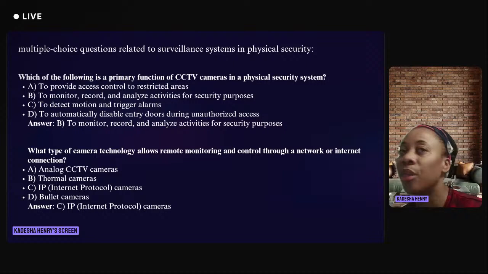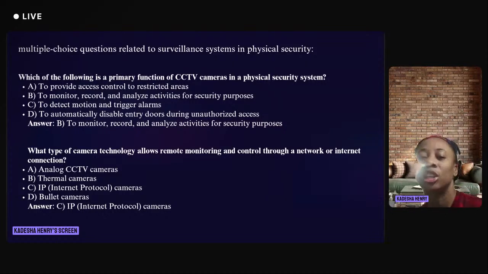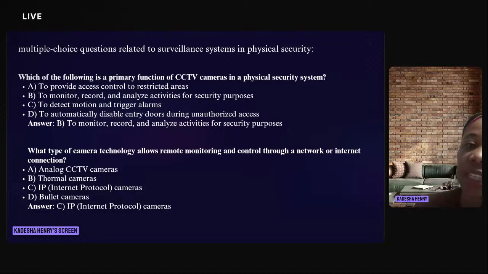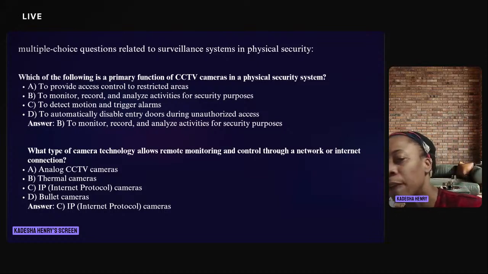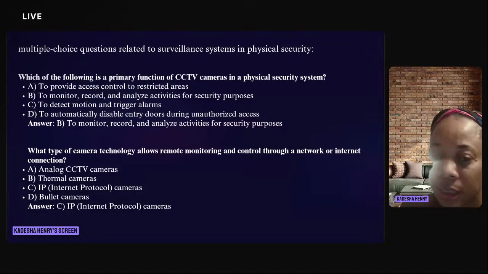But they are all there as a deterrence and preventative measures to intruders. So let's look at some multiple choice that will help to reinforce our learning. Which of the following is a primary function of the CCTV camera in a physical security system?